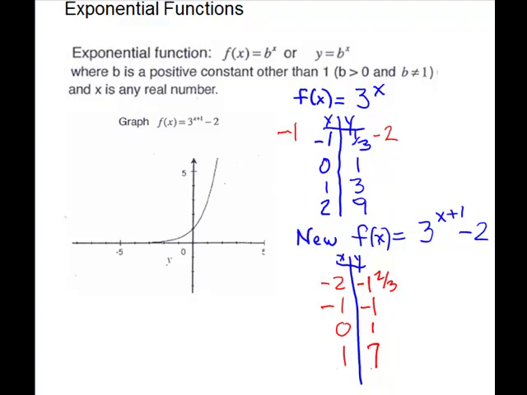Right, so let's plot those. So negative 2 and negative 1 2/3. Negative 1, negative 1. 0, 1. And 1, 7.